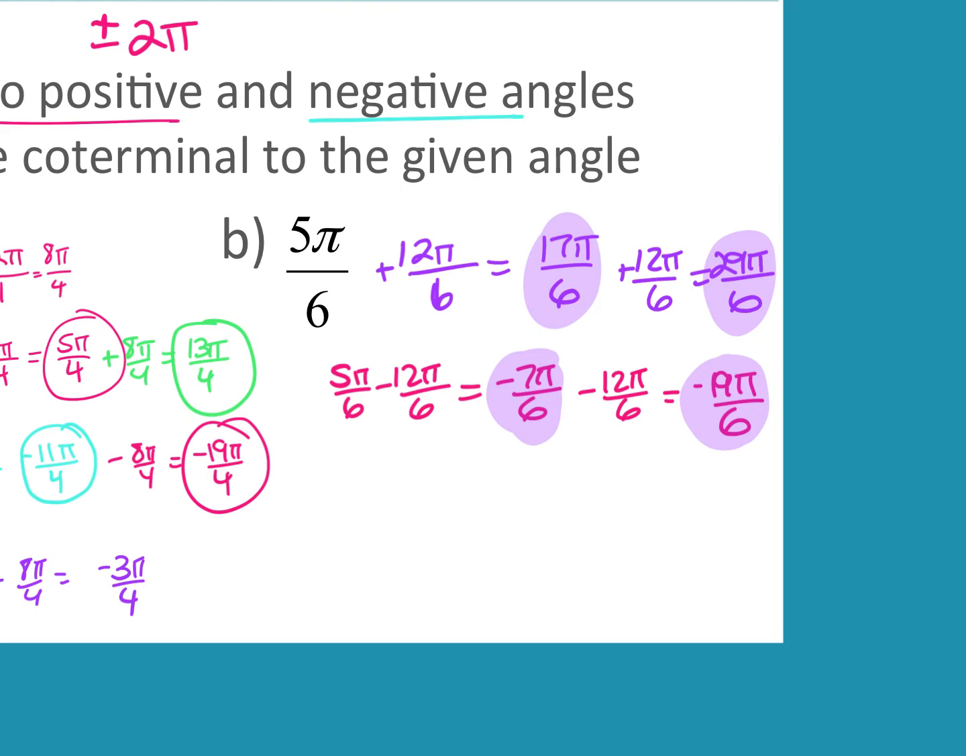You should have gotten 17 pi over 6 and 29 pi over 6. And then the negatives, we're going to subtract 2 pi. We got negative 7 pi over 6 and negative 19 pi over 6.